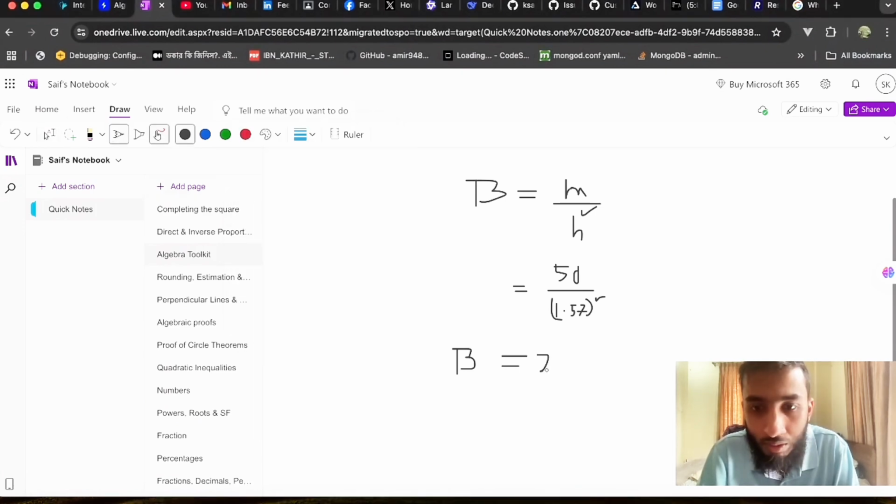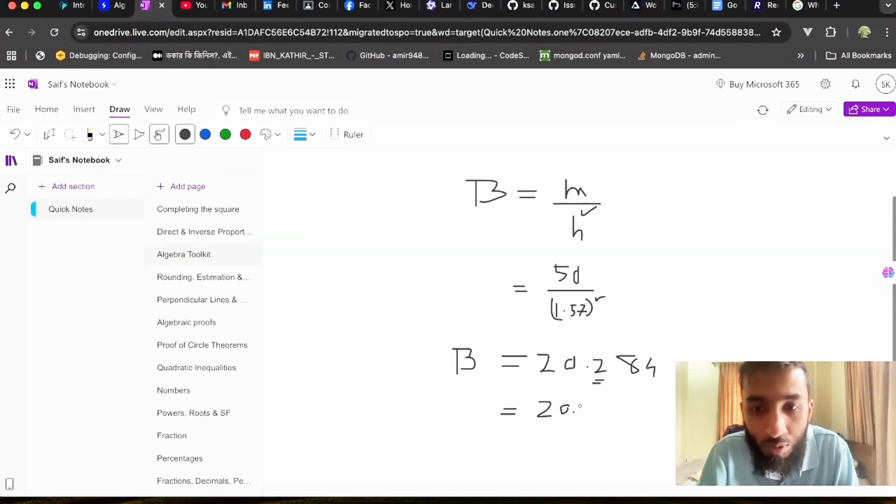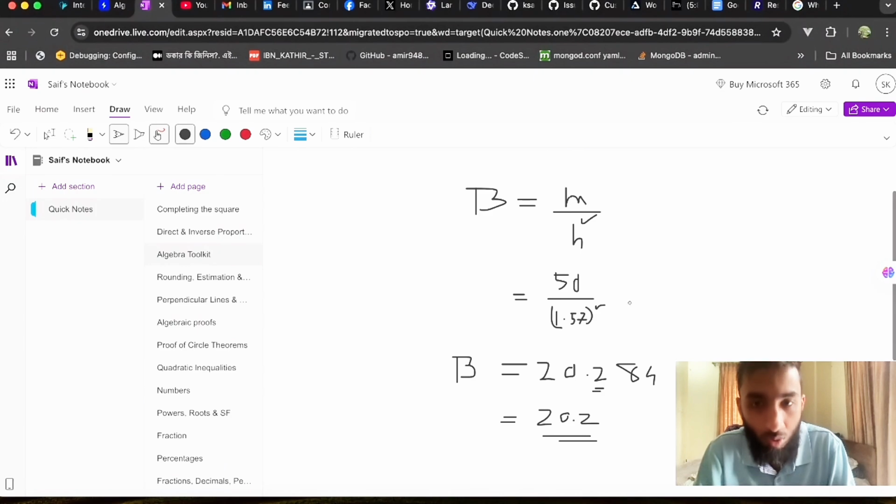So the body mass index is 20.284. We don't need the rest, just up to one decimal place is enough. So we can write the body mass index of Usman, the person, is 20.2. This is how you can solve for the body mass index using this formula.